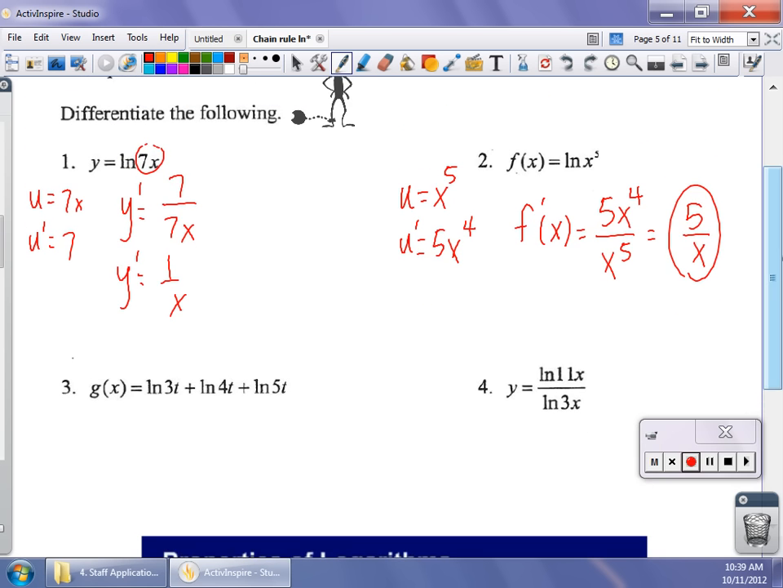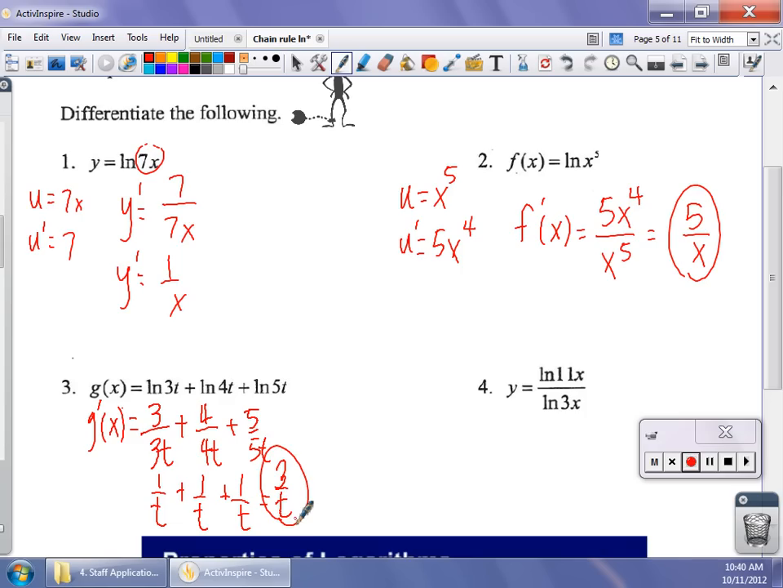Number 3, we're finding the derivative of the sum of 3 logs. So we're going to apply the derivative of the ln of u is u prime over u. So the derivative of the ln of 3t would be 3 over 3t. The derivative of ln of 4t would be 4 over 4t. And the derivative of ln of 5t would be 5 over 5t, which simplifies to be 1 over t plus 1 over t plus 1 over t, which is equal to 3 over t.